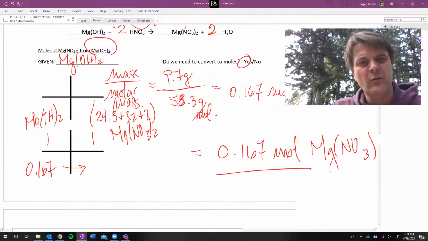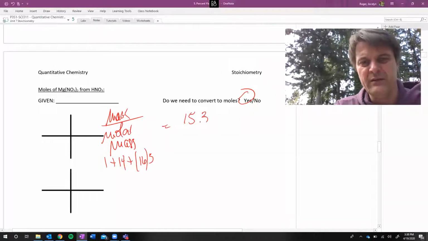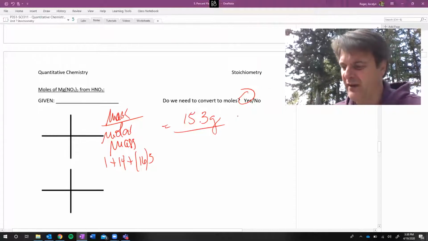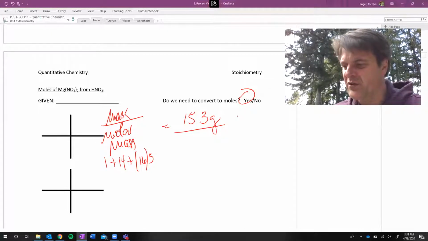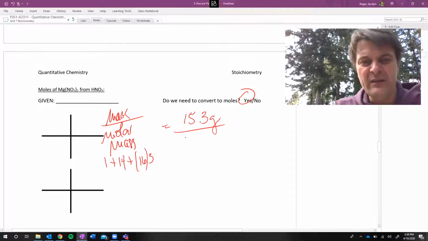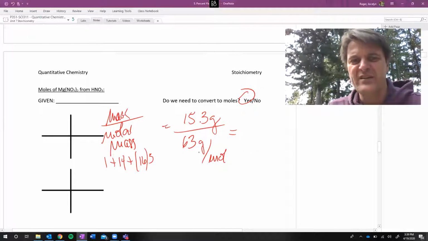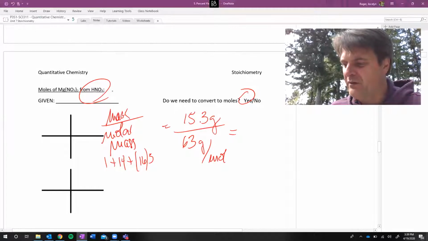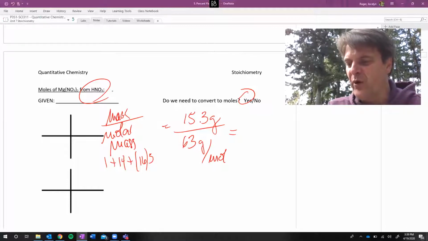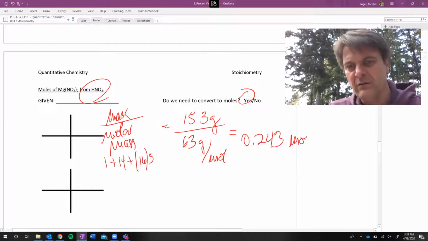And the mass was 15.3 grams, so 15.3 grams is going to be divided by 48 plus 14 plus 1, which is 63 grams per mole. That is the molar mass of HNO3. So 15.3 grams divided by 63 grams per mole gives 0.243 moles of HNO3.